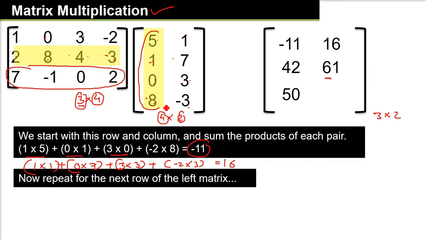Now coming to the third row and first column. It will be 7 into 5 plus negative 1 into 1 plus 0 into 0 plus 2 into 8, and that will be 50. And then 7 into 1, negative 1 into 7, 0 into 3, 2 into negative 3, and that gives you a value of negative 6.